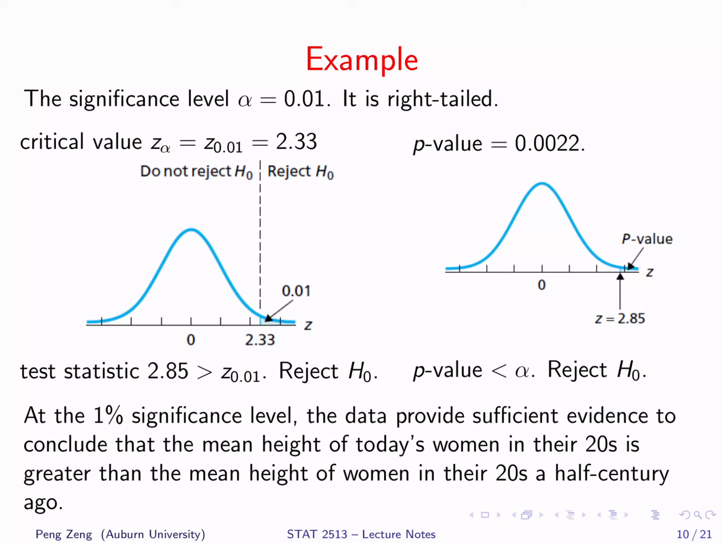No matter which approach you use, it leads to the same conclusion, rejecting H0. Therefore, at the 1% significance level, the data provide sufficient evidence to conclude that the mean height of today's women in their 20s is greater than the mean height of women in their 20s a half century ago.